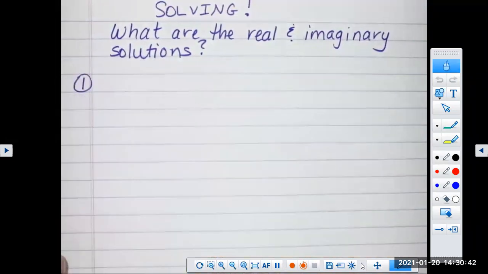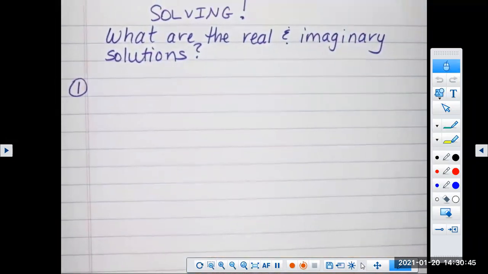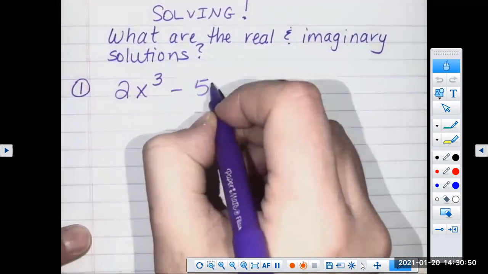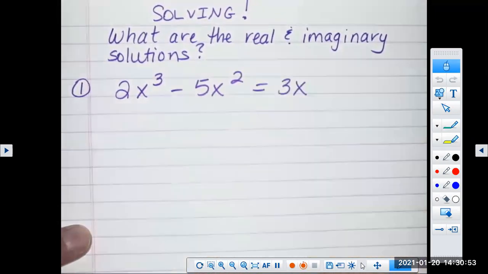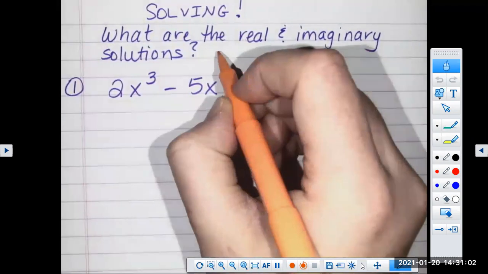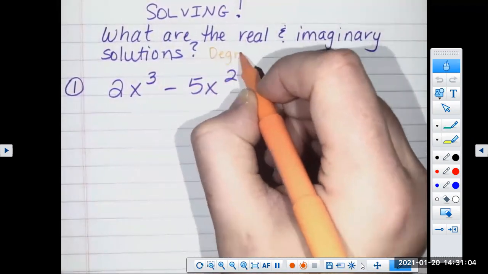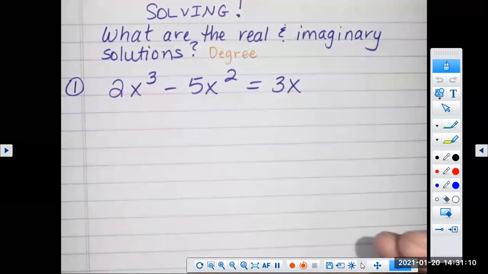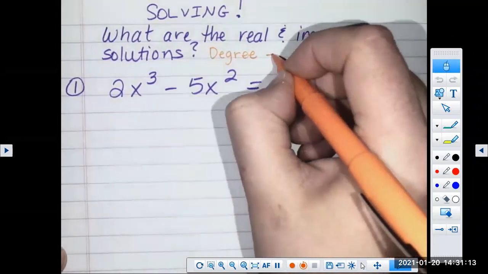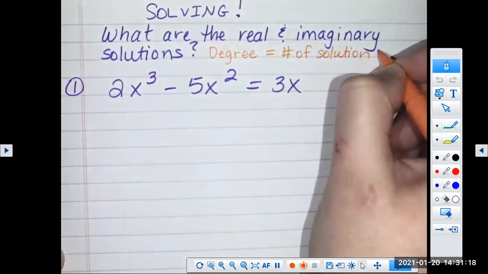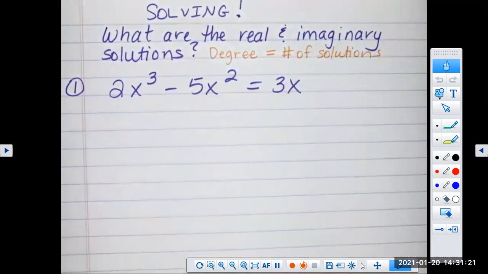And I'm just going to number this 1 because we're in solving category. We have 2x cubed minus 5x squared equals 3x. What is your degree or highest exponent? What's your highest exponent here in this problem? Good. Your degree equals the number of solutions you should have. So for this polynomial, when we solve it, we should have 3 answers.